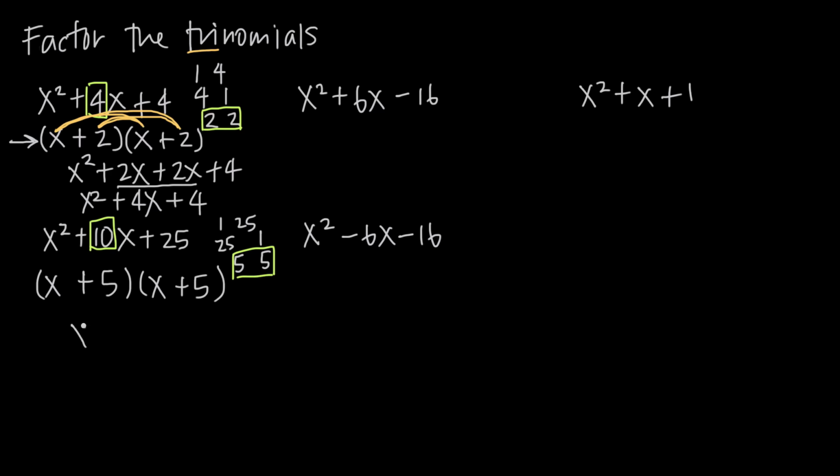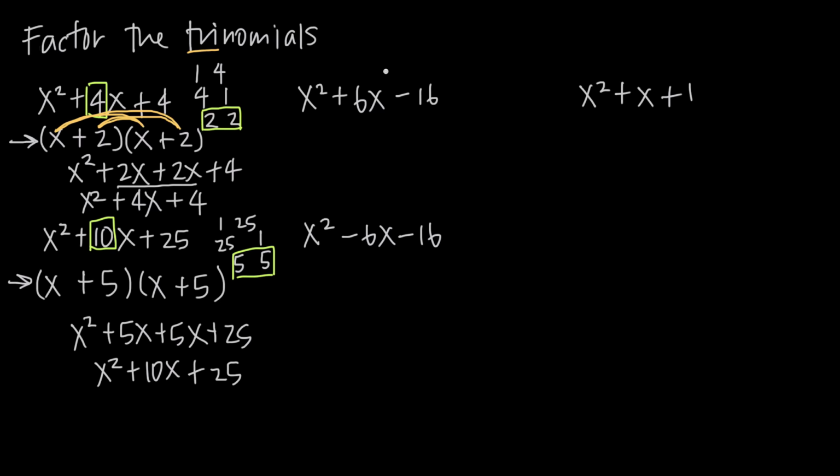If we multiply that back out, we get x squared plus 5x plus 5x plus 25. And when we combine like terms, we get x squared plus 10x plus 25, which is back to our original problem. So we know that we did our factoring correctly here, and that the answer is quantity x plus 5 times quantity x plus 5.